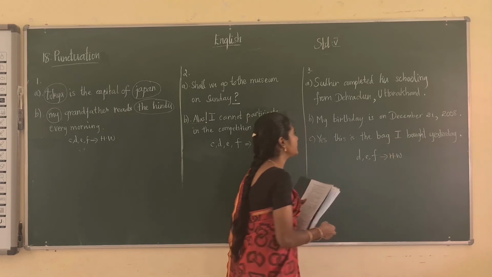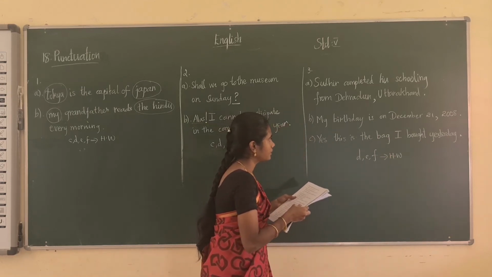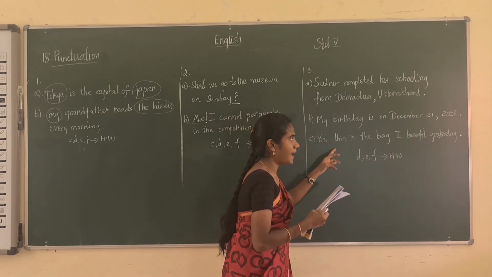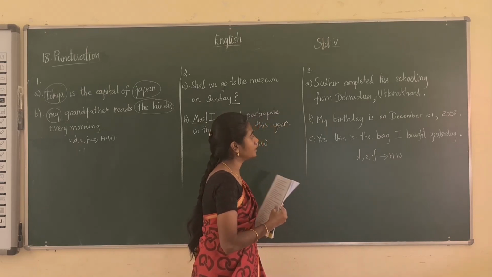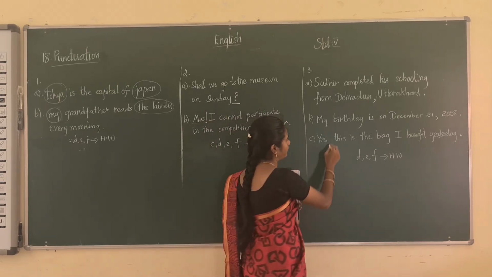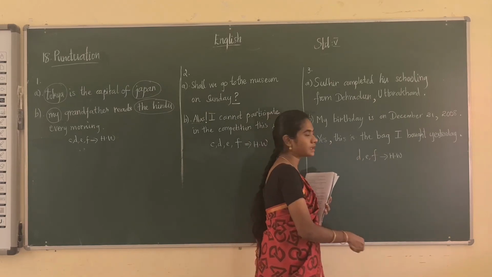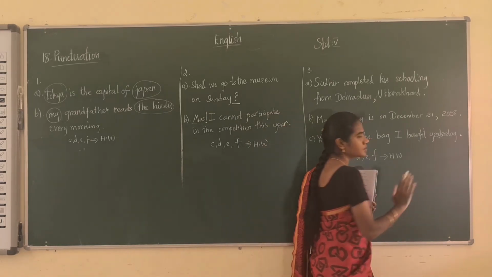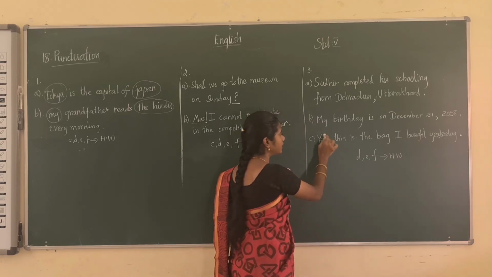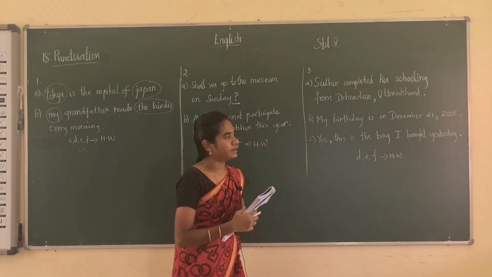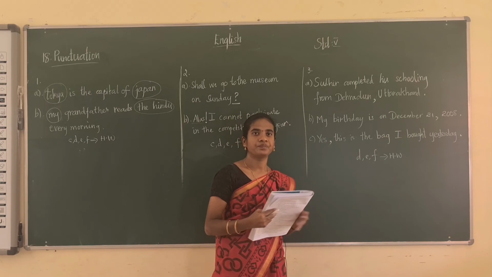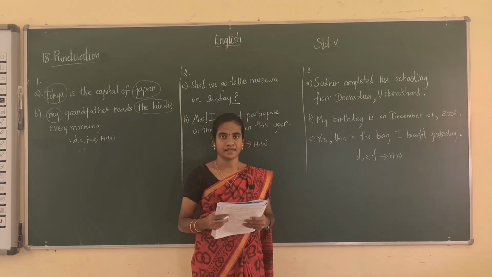See the next one. Yes, this is the bag I bought yesterday. So in that, after yes you have to put a comma. Here they have already kept the comma, so no problem. After the word yes you have to put a comma. And the remaining things you have to do as the homework in the third exercise.